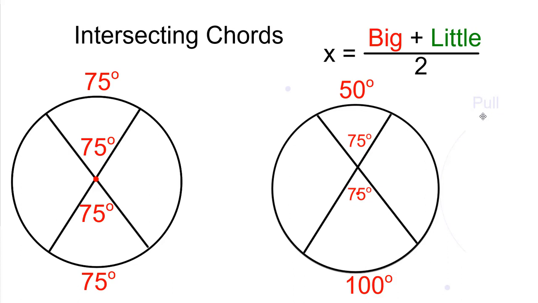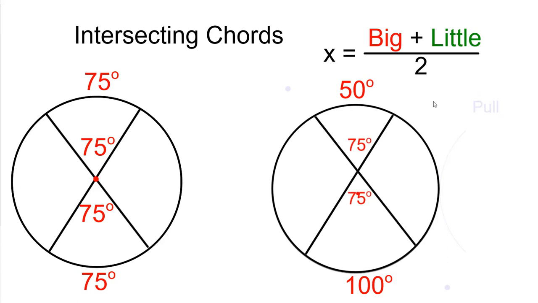So what's happening here? Well, we're actually taking the average. We're adding the two arcs here. So whether one's a big one or a little one doesn't matter. We add them together and then we divide by 2, which is the average. We do that quite a bit in statistics, where we add things together and divide by the number of things. So whenever we have intersecting chords on the inside of the circle, we know that the opposite arcs, the big and the little one, are going to be the average.